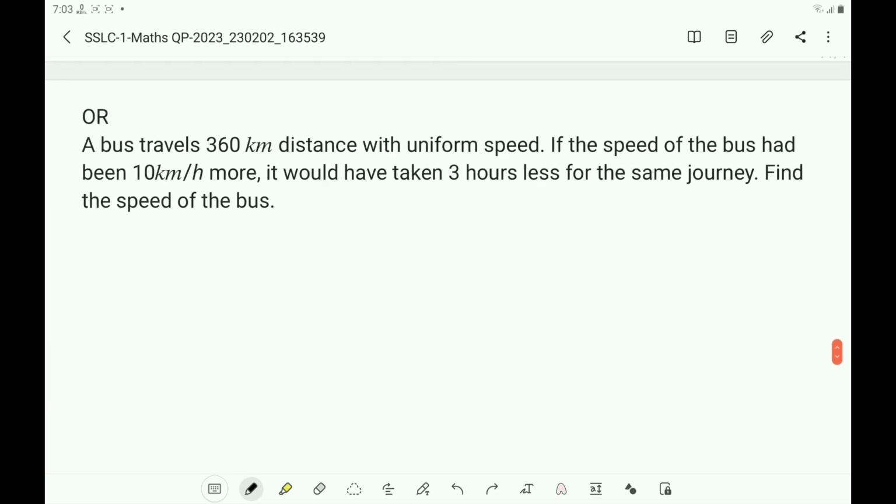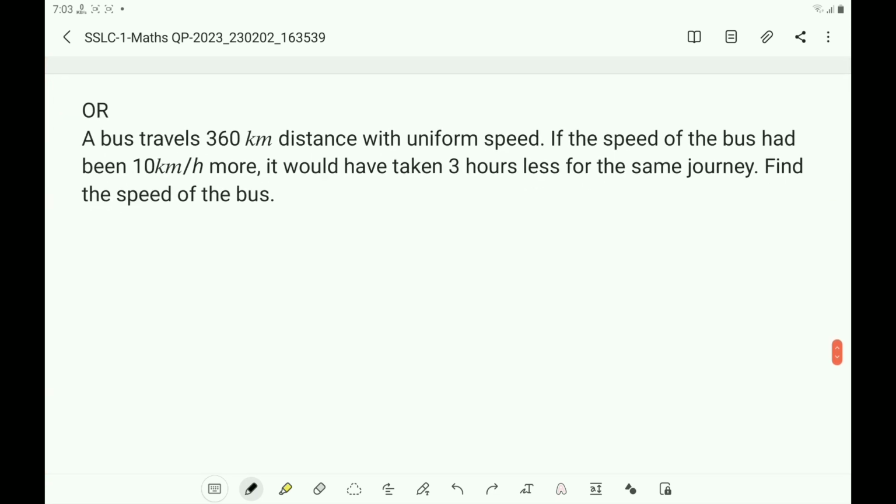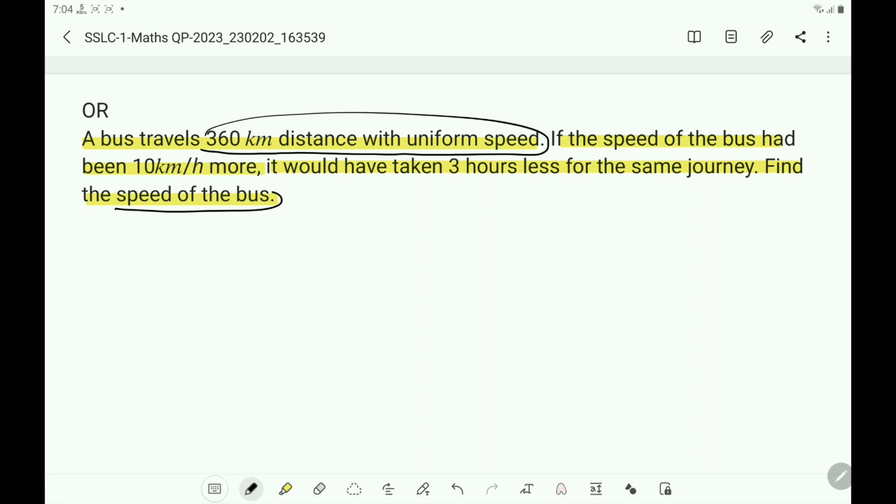Then you take the next question. What is that question? A bus travels 360 km distance with uniform speed. If the speed of the bus had been 10 km per hour more, it would have taken 3 hours less for the same journey. Find the speed of the bus. Children, you read the question carefully. Here what is given? A bus travels 360 km distance with uniform speed. What we have to find out? We have to find the speed of the bus.